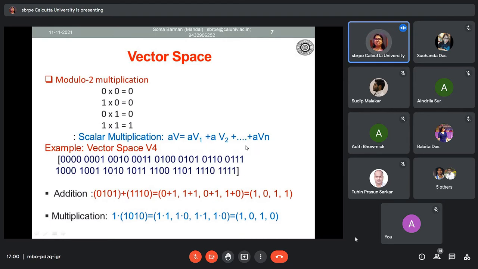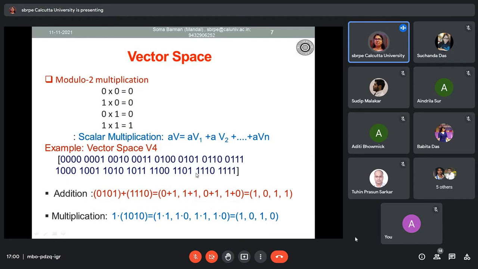If Vn has n digits, because after coding the length you are generating is n, because we are considering an (n,k) block code. Now we are considering a vector space Vn, so n is equal to 4. Vector space Vn, n is equal to 4 here. V4 means n equal to 4. So how many code words are possible? 2 to the power 4. So it will be 0, 0, 0, 0, 0, 0, 0, 1, up to 1, 1, 1, 1.